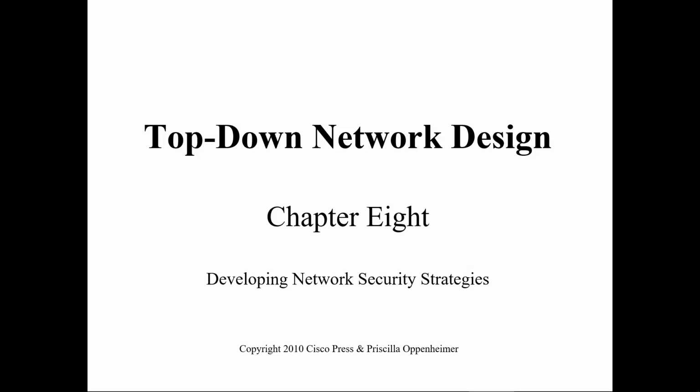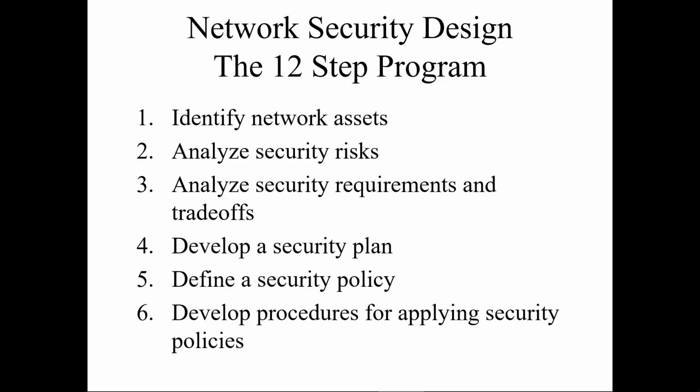Chapter 8, Developing Network Strategies. This is always a fun chapter. So our author had a 12-step program. First, identify network assets, analyze the security risks to those assets, analyze security requirements and trade-offs. Big part of section 3 is every security requirement will have trade-offs. How available versus how secure is always one of the trade-offs. Fourth, develop a security plan that is realistic.